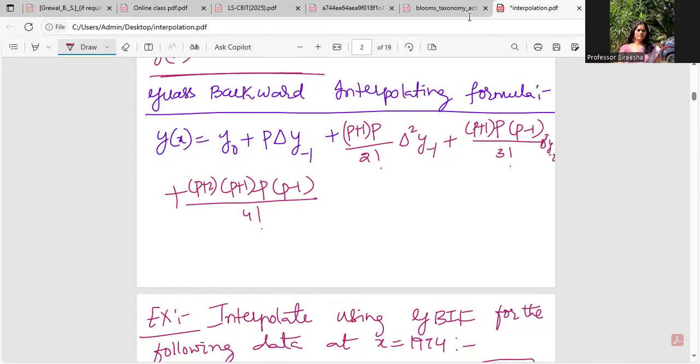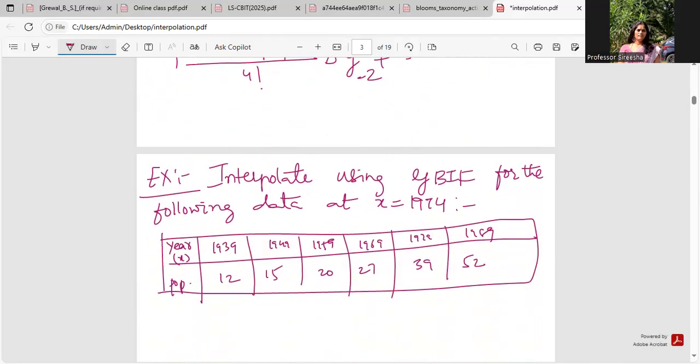Four terms are there, so 4 factorial, and the fourth order difference is also there, y minus 2 and so on. The formula goes like this. Okay, backward interpolating formula. How do I solve a problem using the backward interpolating formula? Let's see.